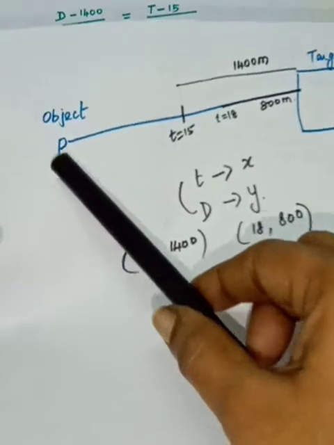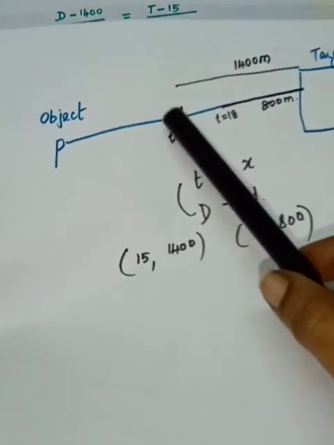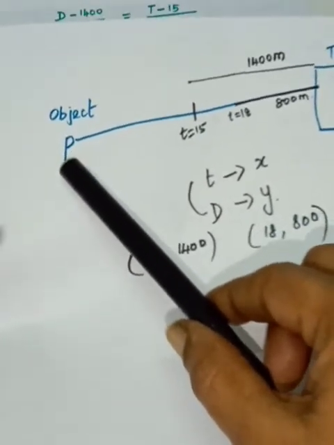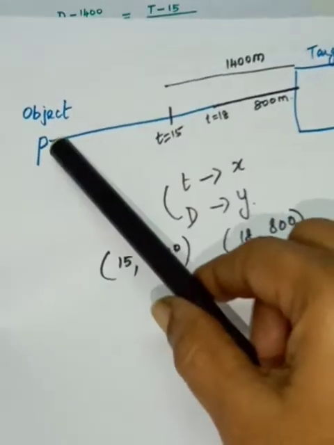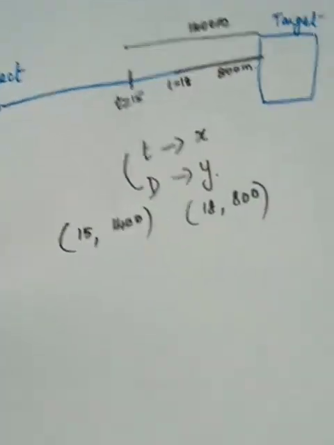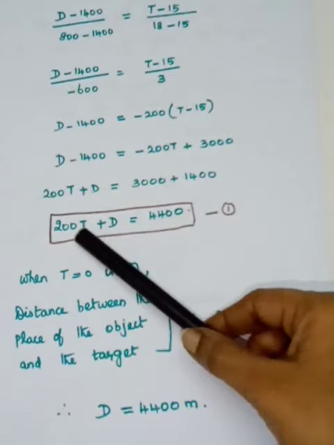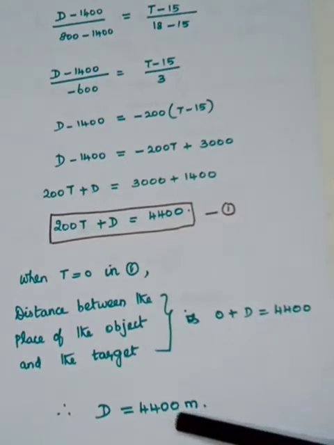When t is equal to 0, that is, the time is 0, initially, you will get the distance between the object which is placed at P and the target. So when you substitute t as 0, here d is equal to 4400. So the total distance is 4400 meter.